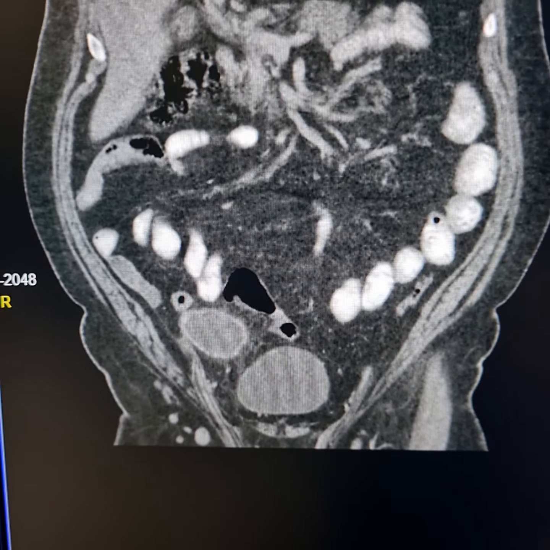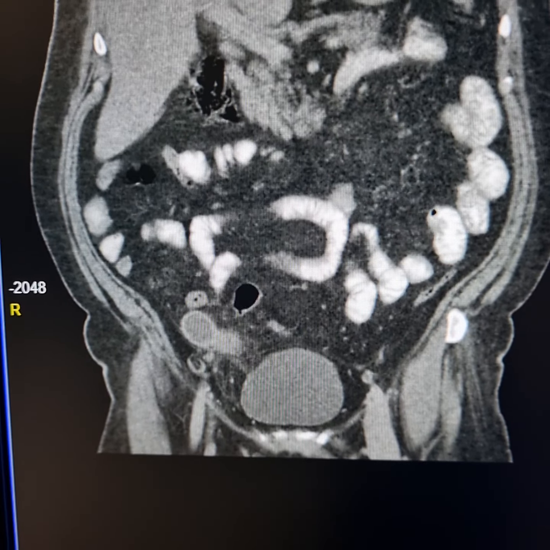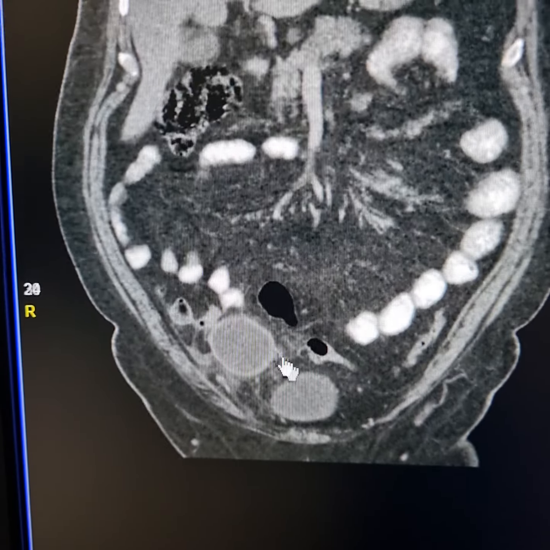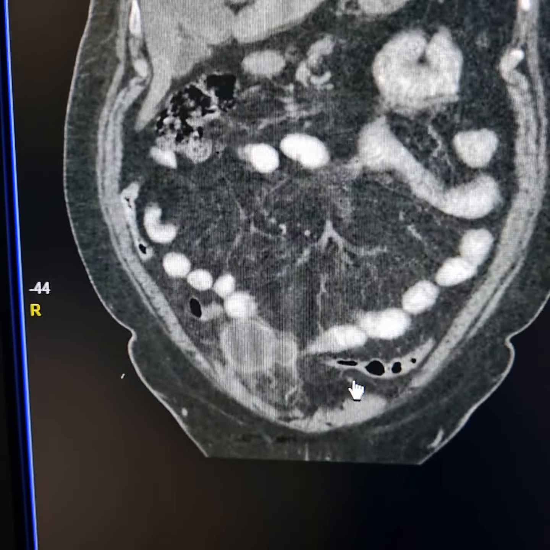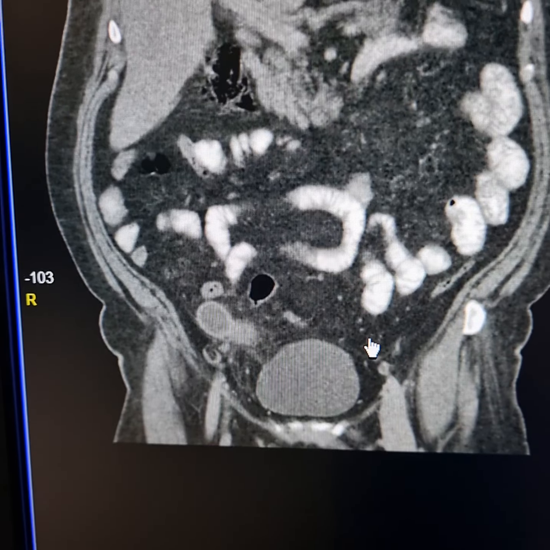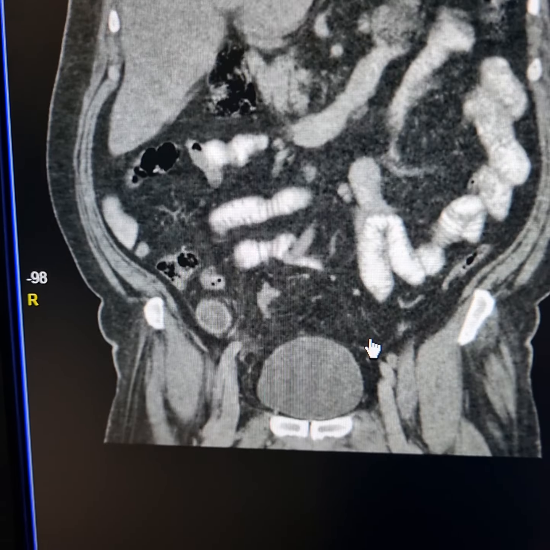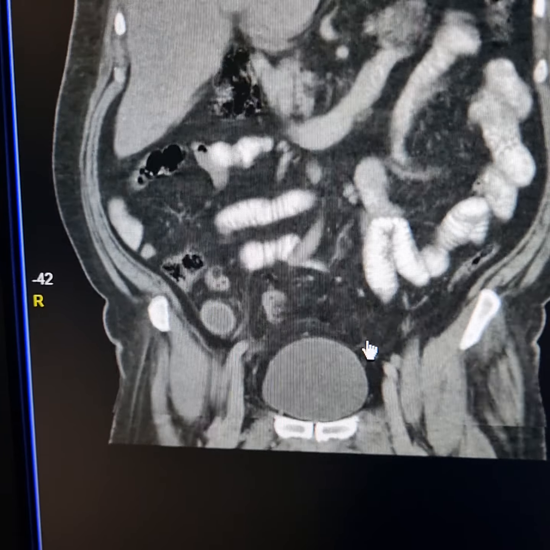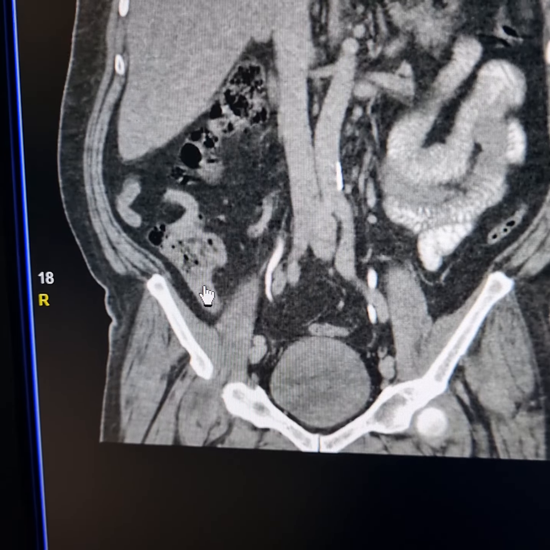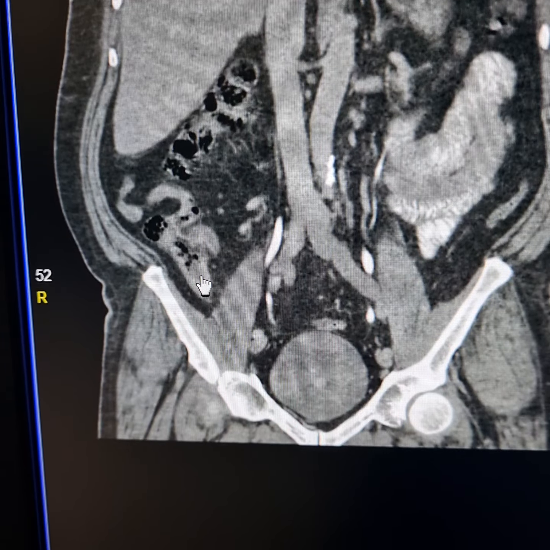This is the coronal scan. Please observe this cystic dilatation of the appendix, surrounding inflammation, increased density of fat along the right supralateral border of the urinary bladder, and this extends up to the level of the cecum here.